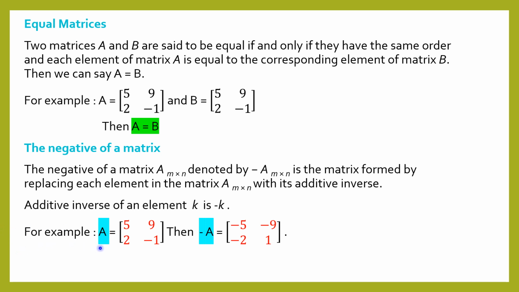See this example. A equal to 5, 9, 2, minus 1. This is the A matrix. You have to replace it with the negative of A matrix as minus A. Then the elements become 5 as minus 5, 9 as minus 9, 2 as minus 2 and minus 1 as 1.